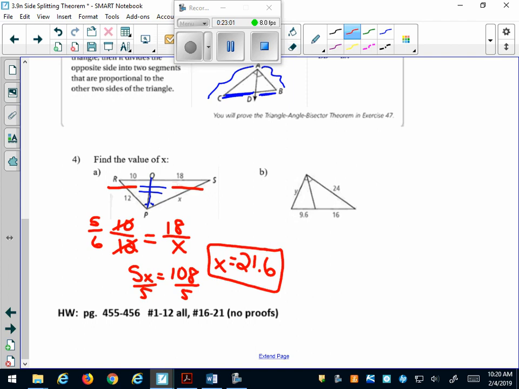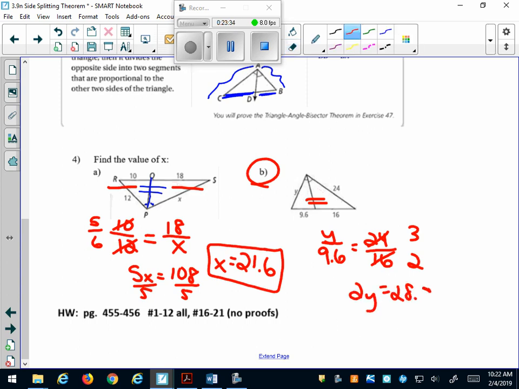Okay, you guys set up B on your own. Draw the little equal sign. Write your proportion. All right, so this one should be y over 9.6 equals 24 over 16. 16y equals, oh, I simplified it again. I made this 3 over 2. You can do that, right? So then you have 2y equals 28.8. And so y equals 14.4.